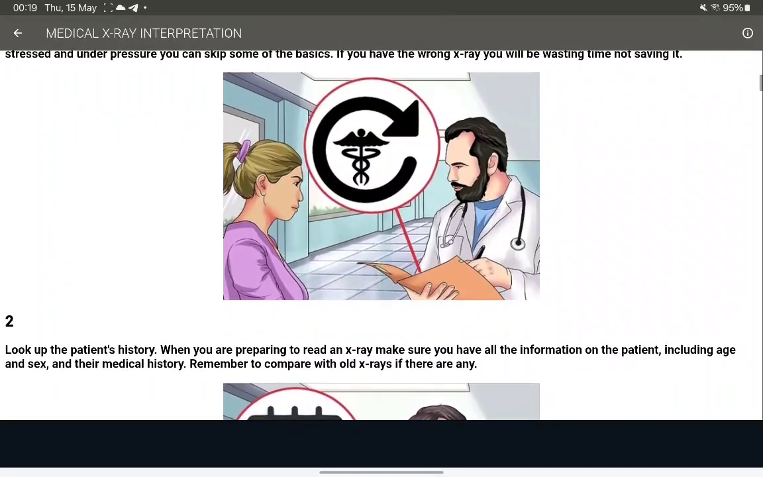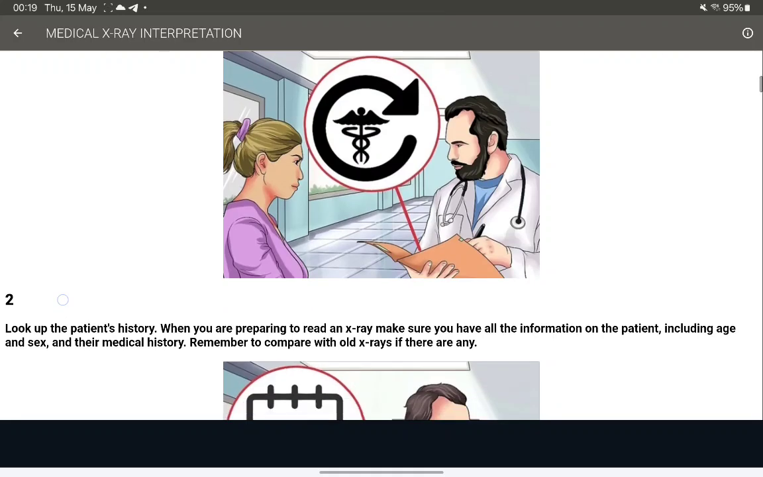The second part, look up the patient history, because you need to correlate patient history with the chest X-ray you have. When you are preparing to read an X-ray, make sure you have all the information on the patient, including age and sex and their medical history. Remember to compare with old X-rays if there are any.